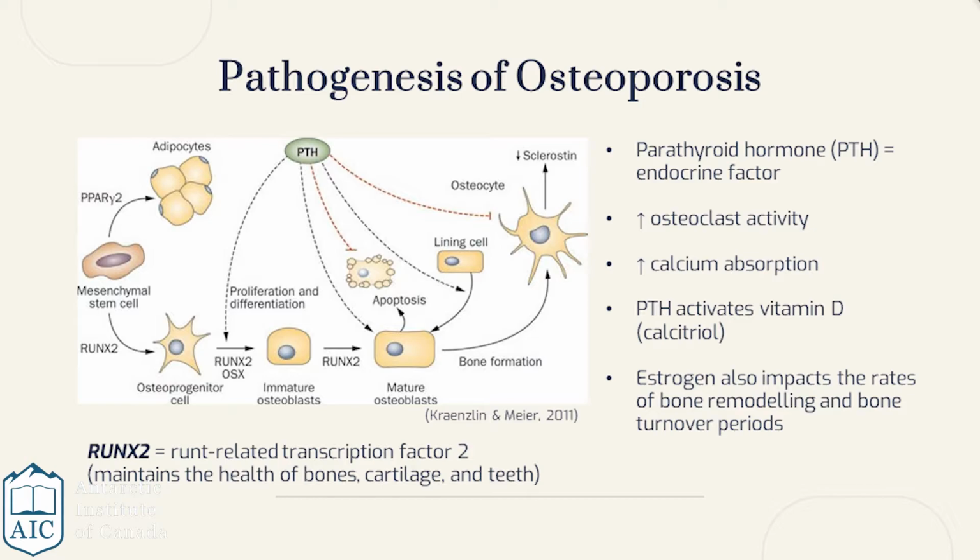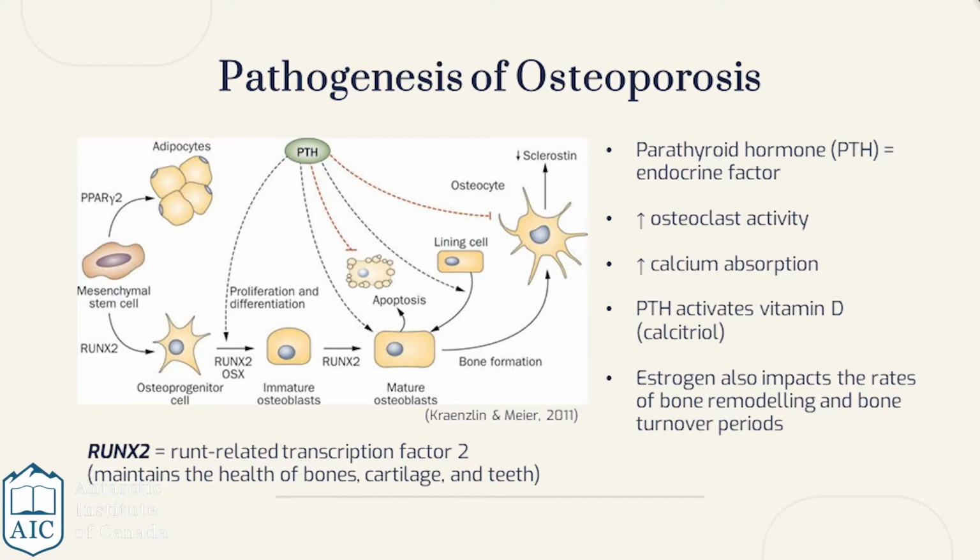RUNX2, or runt-related transcription factor 2, is also an important regulatory factor in the pathogenesis of osteoporosis. It is responsible for maintaining the overall health of bones, cartilage, and teeth. This transcription factor binds to specific gene segments within the DNA and facilitates the activity of coding certain genes responsible for the bone turnover cycle, also known as the process of building and decaying bone.